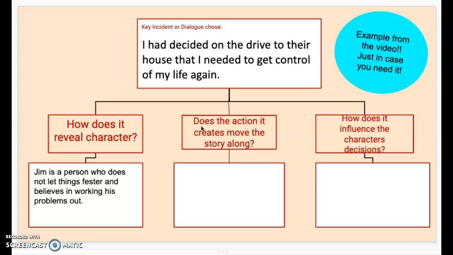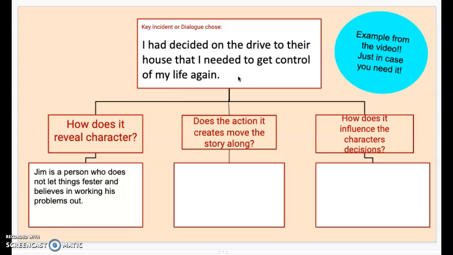So in this particular case, the second question is, how does the action it creates move the story along? It's supposed to say how does the action it creates move the story along, so let me make sure I fix that. But in this particular case, I have to take what I know, what I read here, and go and remember what else I read in the story.